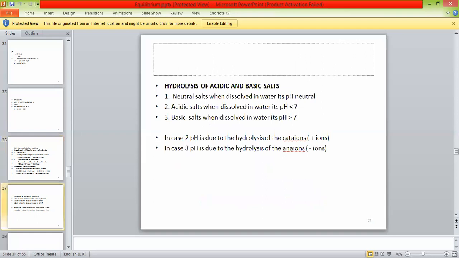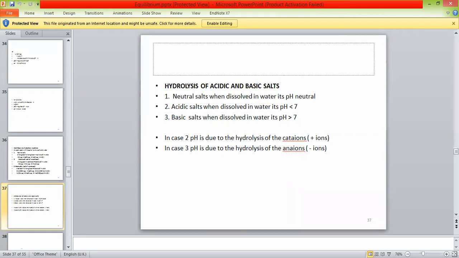Hydrolysis of acids and bases. So here they are telling you what happens when a neutral salt is dissolved in water. It produces a neutral pH. When an acidic salt is dissolved in water, it produces a pH which is less than 7. When a basic salt is dissolved in water, it produces a pH which is greater than 7. In case 2, pH is due to the hydrolysis of the cation.